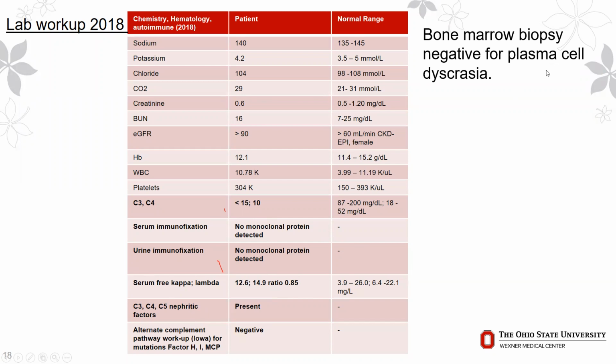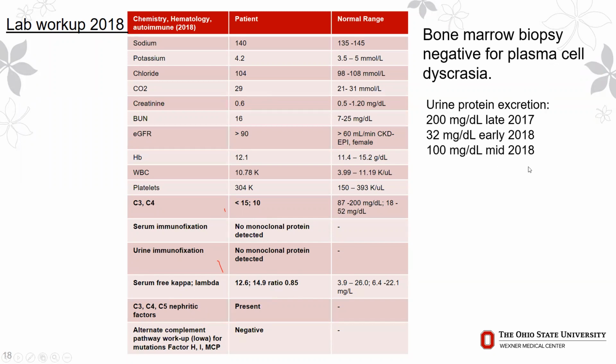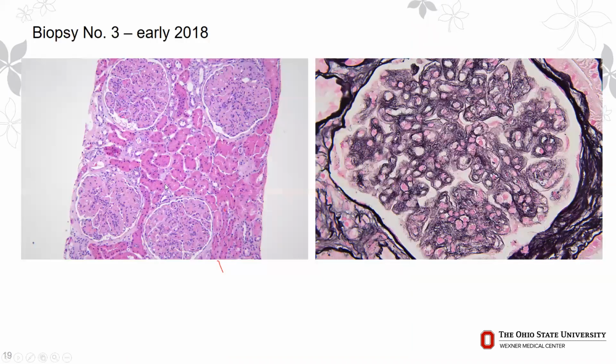A bone marrow biopsy was done. It was negative. Her urine protein excretion continued, and it kept oscillating and wavering. It went up and down from 30 to 200. So at that point in 2018, when she came back to us the second time, because of continued proteinuria and continued low complements, a third biopsy was done, biopsy number 3. And this is what it showed.